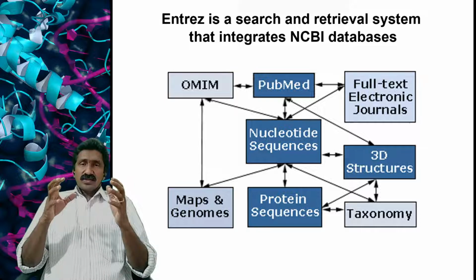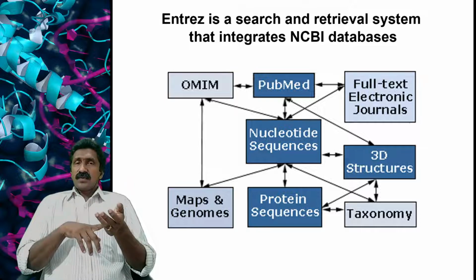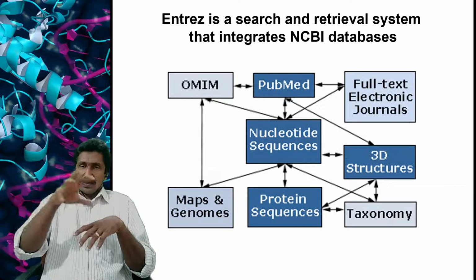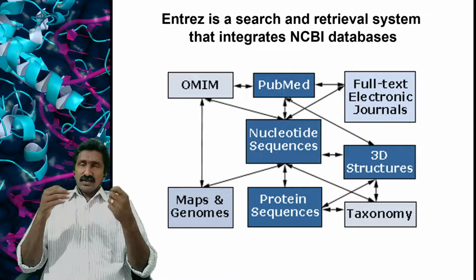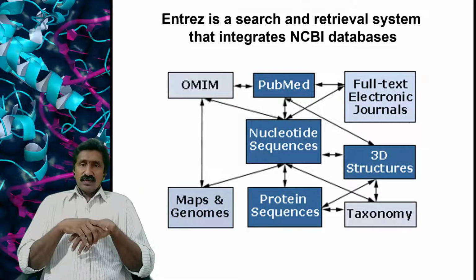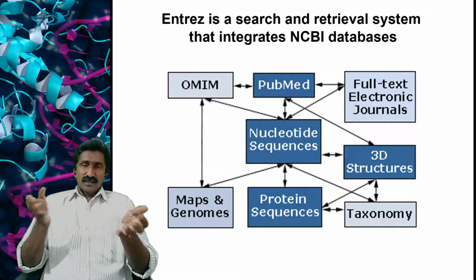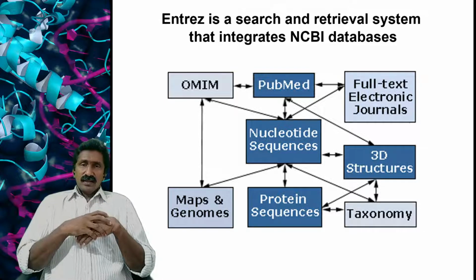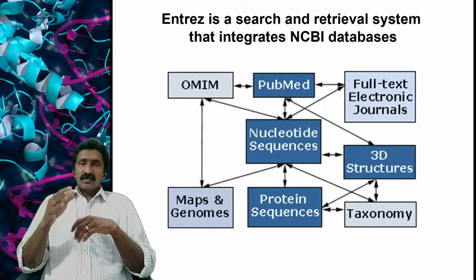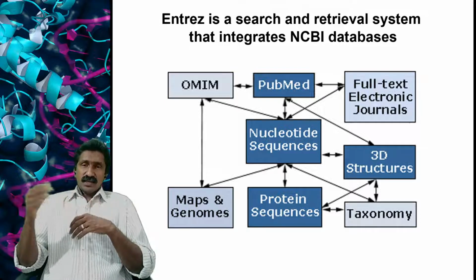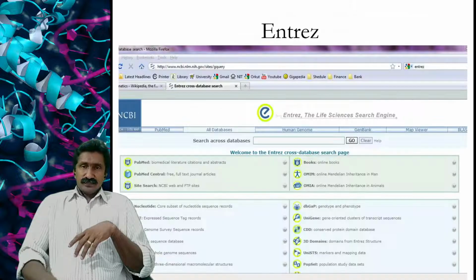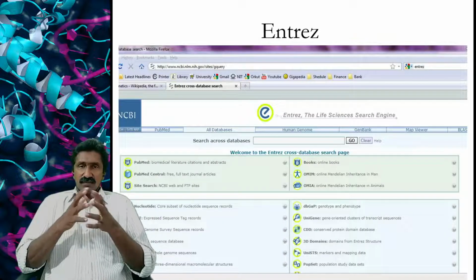So Entrez is a search engine provided by the NCBI to search across all these databases, and a single query given to Entrez will search within all these databases and retrieve the results simultaneously. And the hits in each database will be listed against the concerned entry. Here you can see one of the examples.